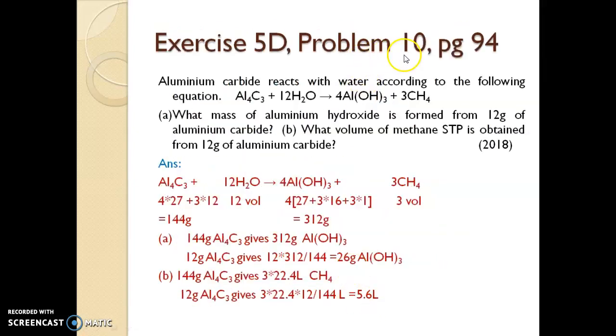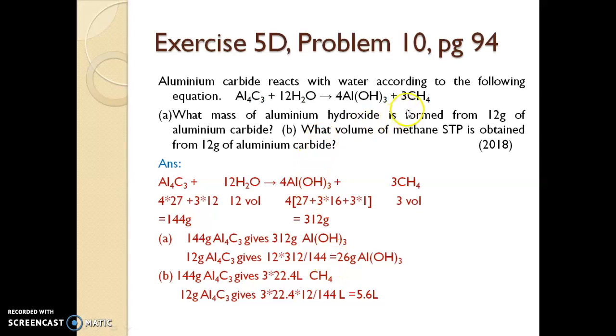Then we will go to problem 10 of page 94, exercise 5D. Aluminium carbide reacts with water according to the following equation. The equation is given. What mass of aluminium hydroxide is formed from 12 gram of aluminium carbide? So you have to find out the aluminium hydroxide. As I told you, you have to put aluminium hydroxide on the right hand side in the unitary method statement. So as per reaction, how much aluminium carbide is used? 144 gram of aluminium carbide gives 312 gram of aluminium hydroxide. So how much will be obtained from 12 gram of aluminium carbide?